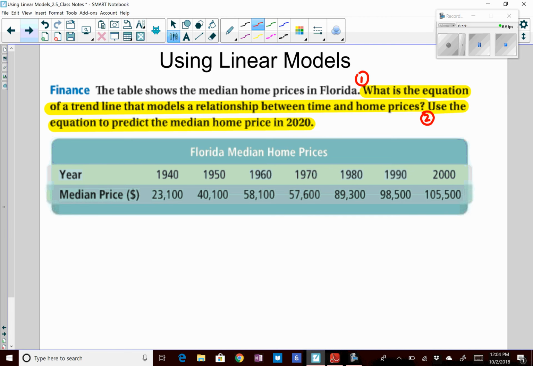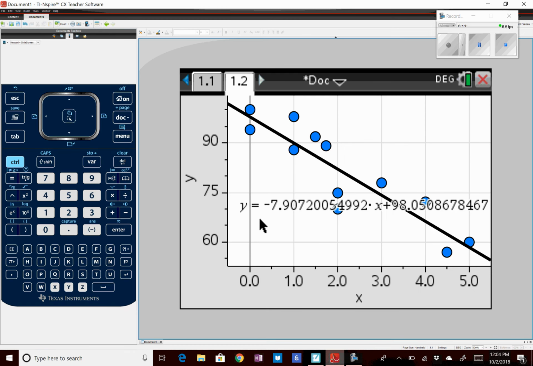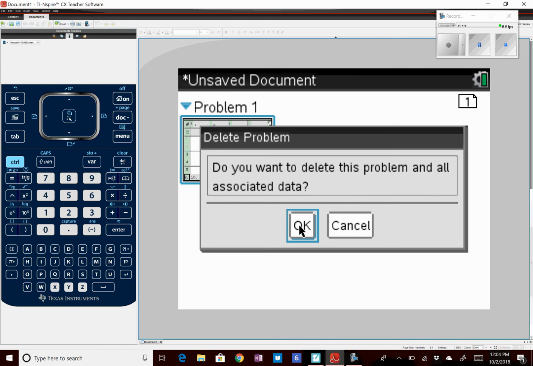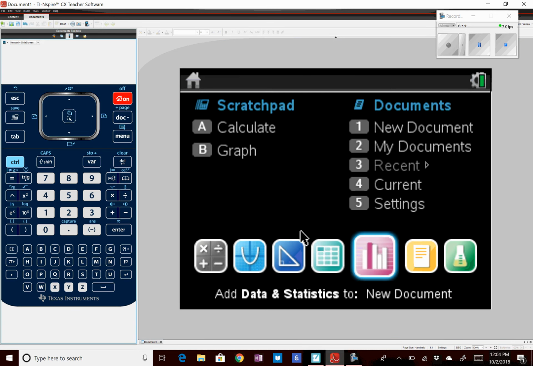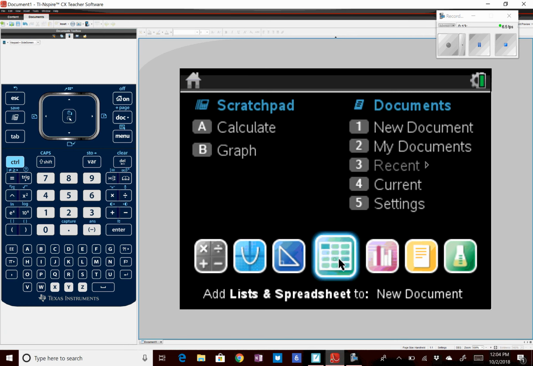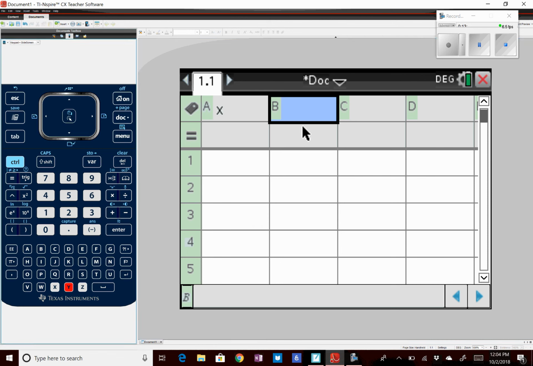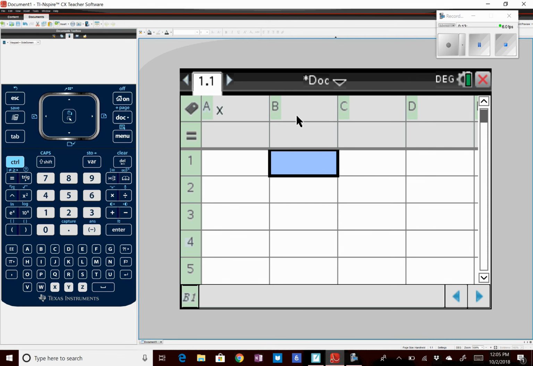So we'll go back to the calculator again, and I'm going to delete this problem. We're done with this one. And begin a new one. So list and spreadsheet page. Again, up on top of the first column, X. And Y for the second column. Okay, so X will represent the year, and Y will represent the median price. So we'll get the data in.